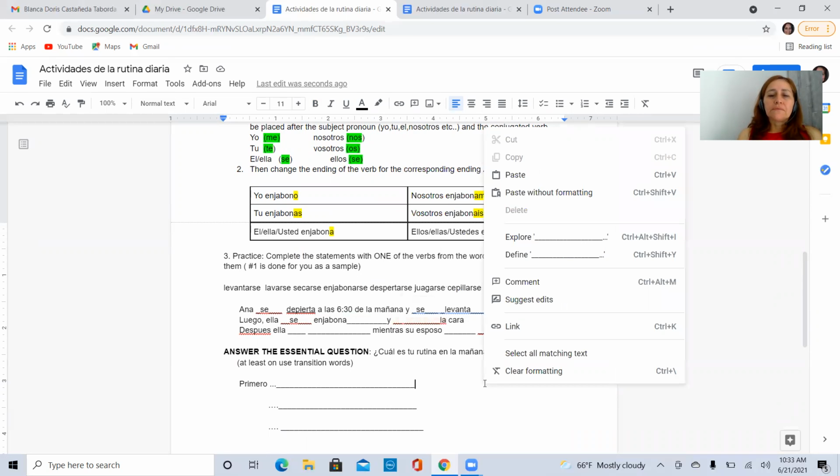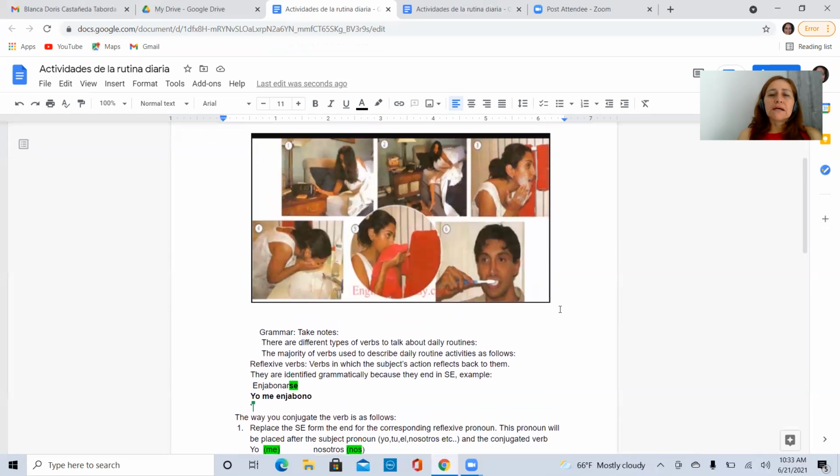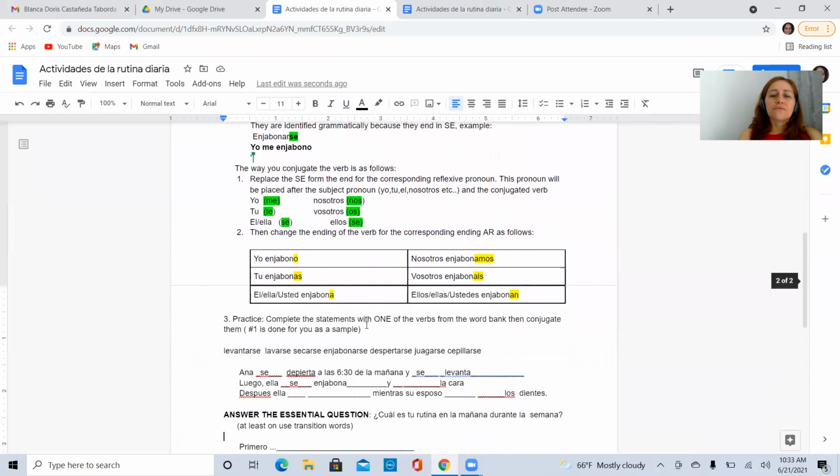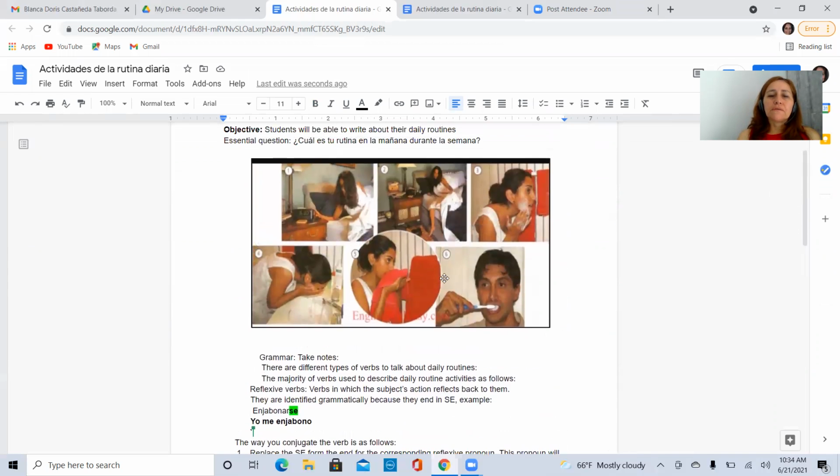What does she do after? Ella, she rinses off her face. How do you say to rinse off? Ella se enjuagarse. Ella se enjuaga. Remember the ending for AR verbs, third person, is a. Se enjuaga. And what does she do after she rinses off?